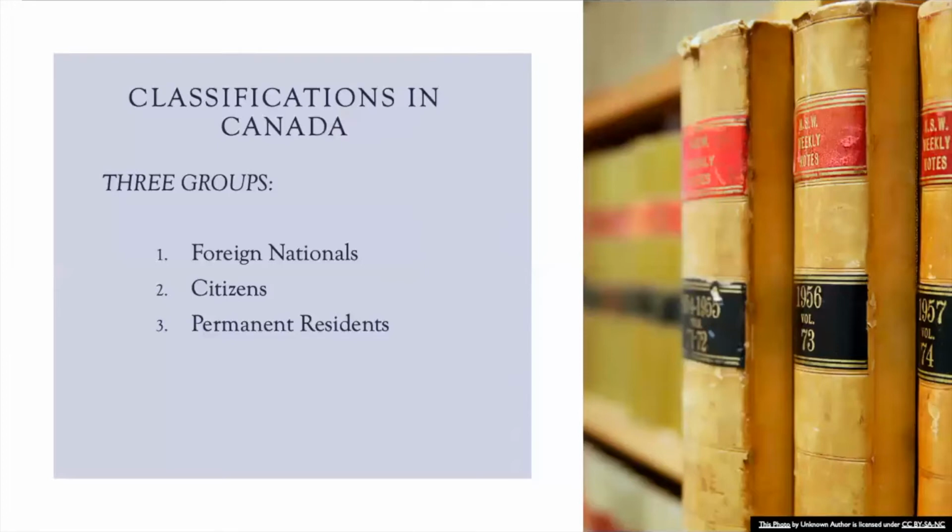In this presentation, we're going to talk about three classifications of individuals in Canada because they have to do directly with what we're going to talk about. First, foreign nationals, who are also commonly known as temporary residents. Then citizens, and then permanent residents.